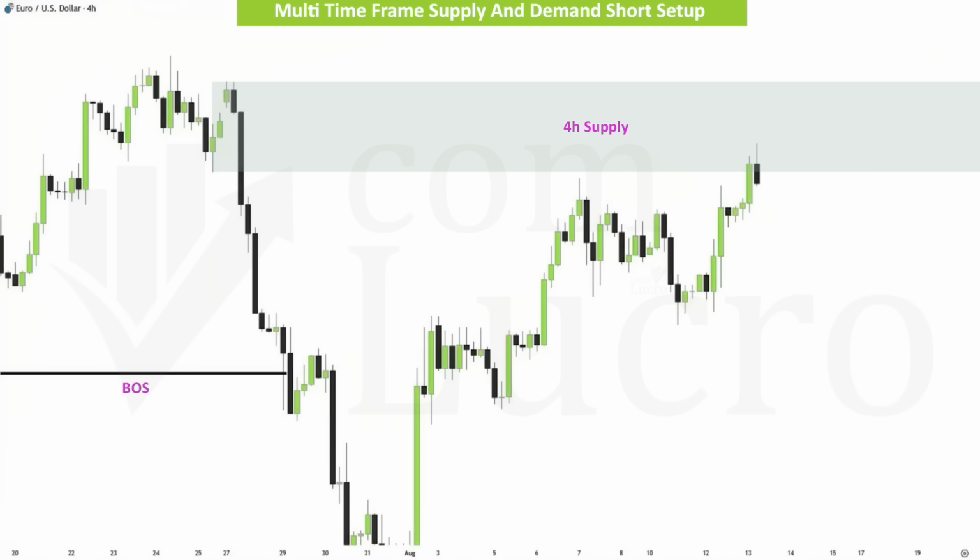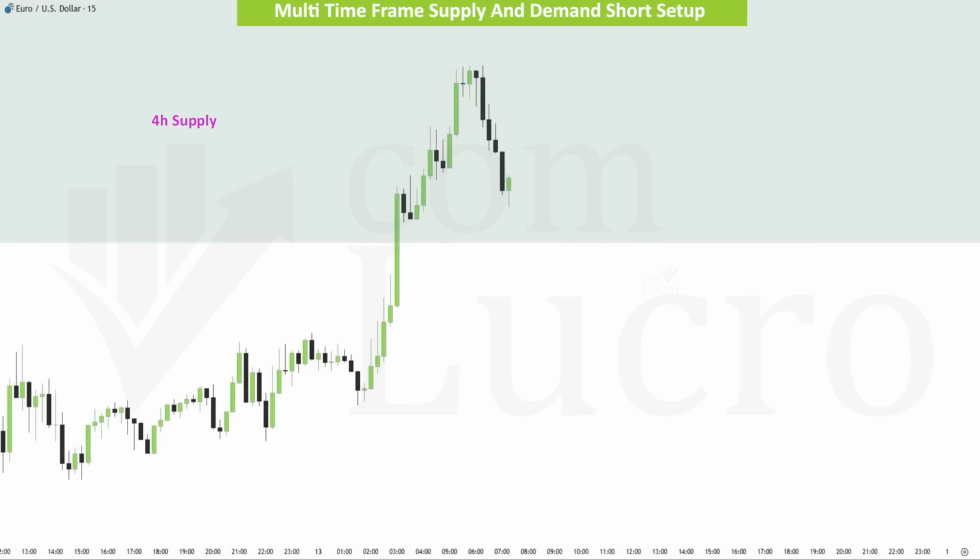With everything in place, the next step is to drop down to the 15-minute time frame to observe price behavior inside the 4-hour supply zone and locate a precise short entry. On the 15-minute chart, we can see that after price tapped into the higher time frame supply, it reversed and formed a clear market structure shift. At the same time, a breaker block developed, marked by these 2 down-close candles.